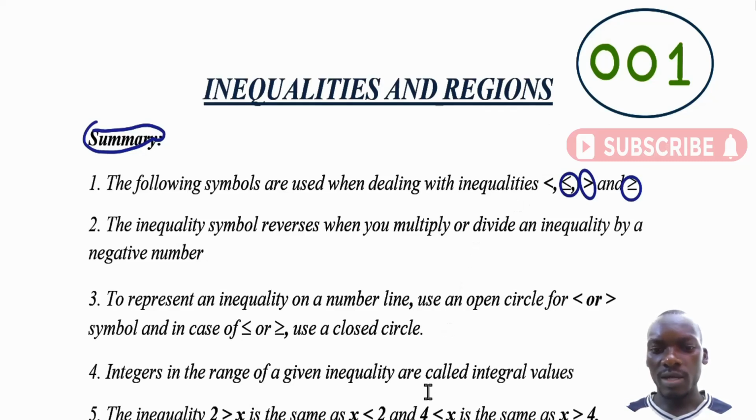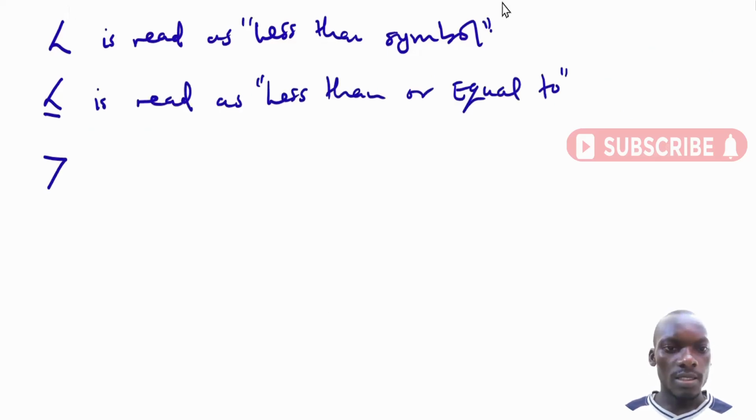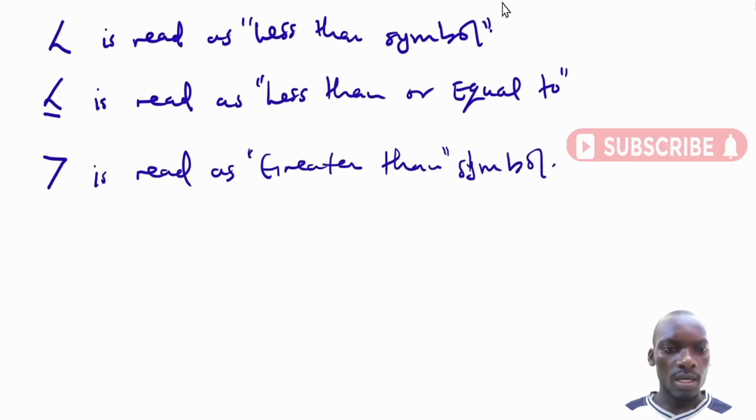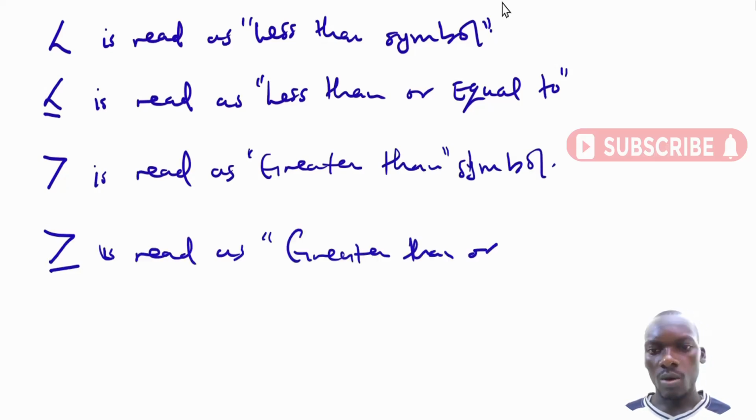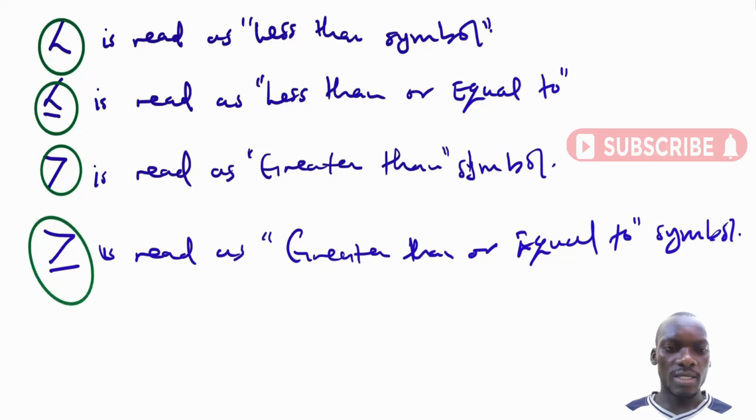Let me elaborate on number 1. This symbol is read as less than symbol of the inequality. Then this is read as less than or equal to. Then this symbol is read as greater than symbol. Then lastly, this is the greater than or equal to symbol. So that is how they are read, and you have to understand them so that you don't mess up when it comes to inequalities. There are majorly 4 of them, and we are going to be using them interchangeably. So just watch up to the end for better understanding.